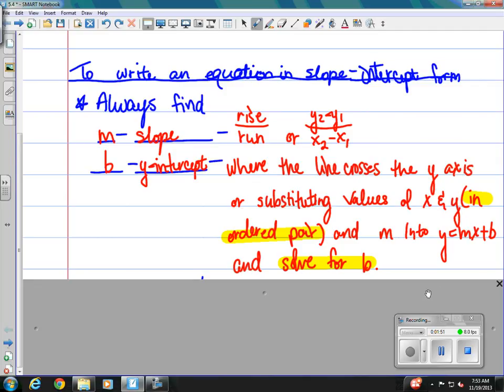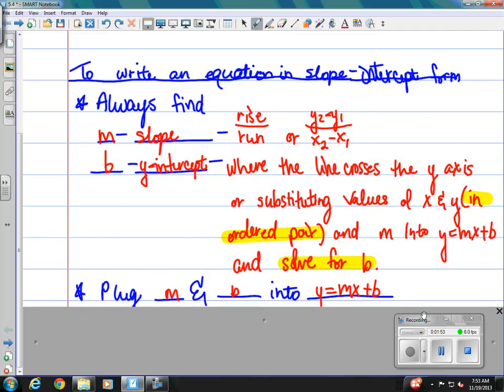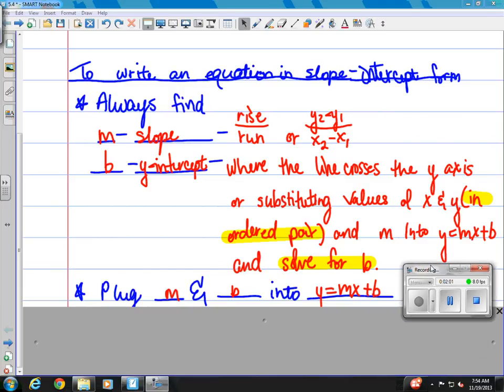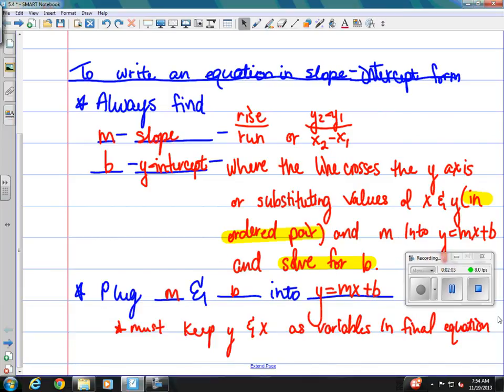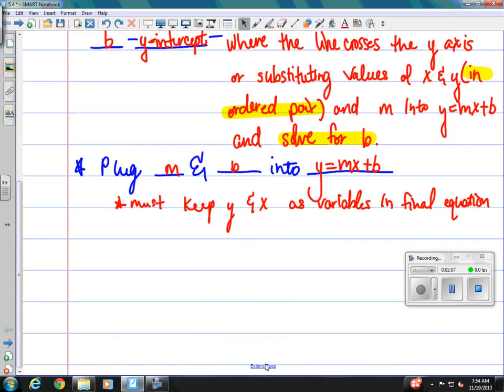Lastly, once we have our m and our b, we simply just plug m and b into our y equals mx plus b. On our very final equation that we write in slope-intercept form, we must remember that we have to keep y and x as variables in the final equation. So right here, our y and x will stay variables for our final equation. That way it looks like slope-intercept form.